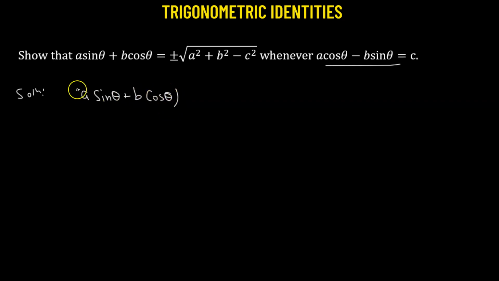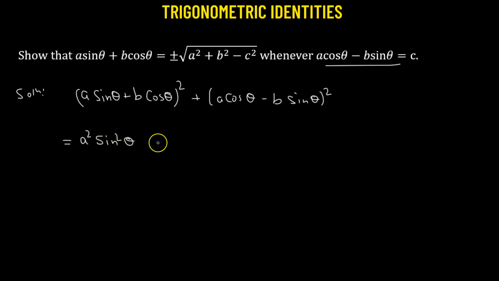And then we're going to square it. After squaring, we're going to add it to a cosine theta minus b sine theta whole squared. This is then going to give us, so we're going to expand the first term, which will give us a squared sine squared theta plus b squared cosine squared theta plus 2 times ab sine theta times cosine theta.